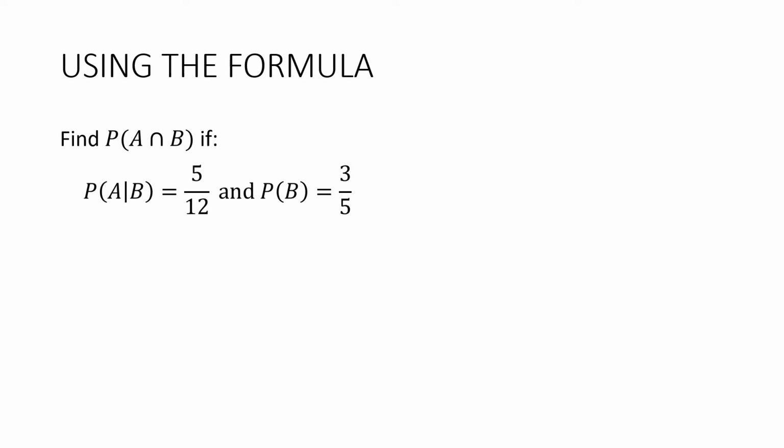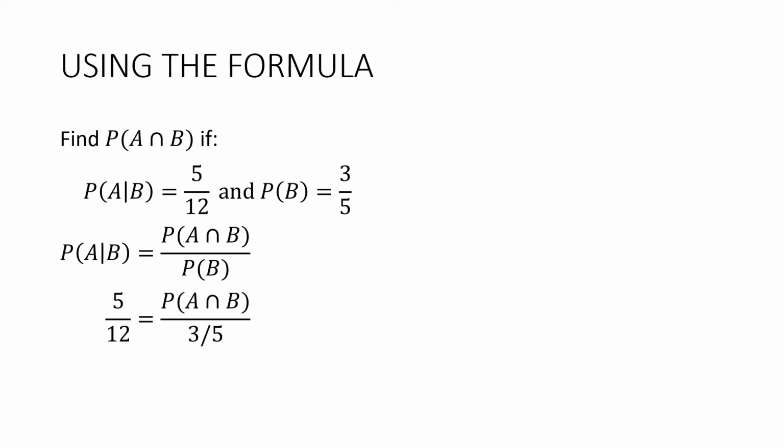So in that previous example, it was easier not to use the formula and just to use the context of the situation. But if you have no context, like this question, you have no choice but to use the formula. Find the probability of A intersection B if the probability of A given B is 5/12 and the probability of B is 3/5. So here's our formula. This is what we want, and we know both of these. So substituting in and then multiplying both sides by 3/5, we get our answer, which is 1/4.